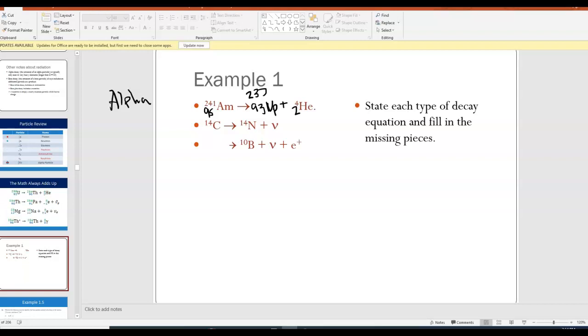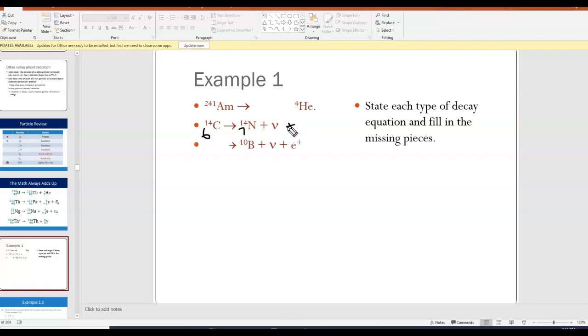Now, let me just do a couple more. Pause it here if you need to. The second one right here, I have carbon 14. I happen to remember carbon has an atomic number of 6. Otherwise, I would look at my periodic table. Nitrogen has an atomic number of 7. And this right here is a neutrino.